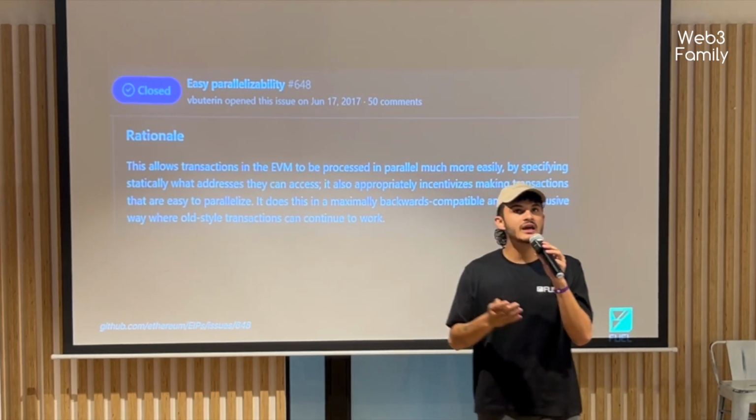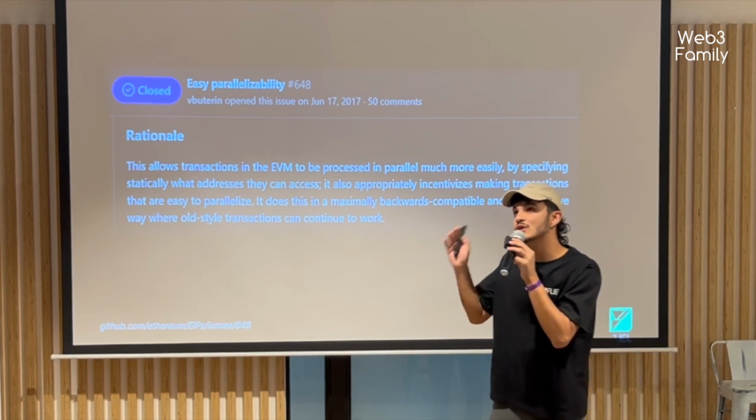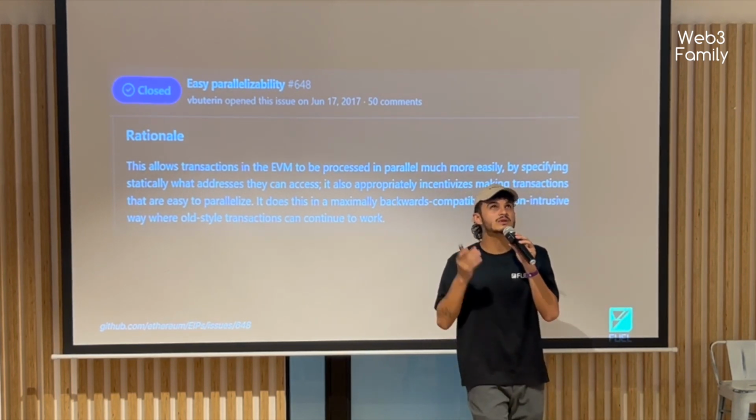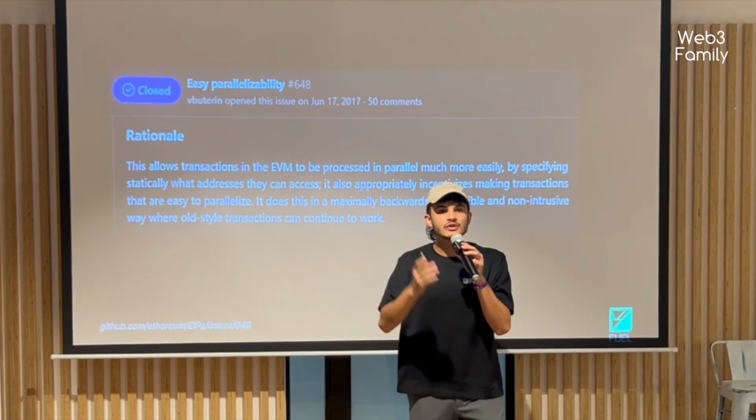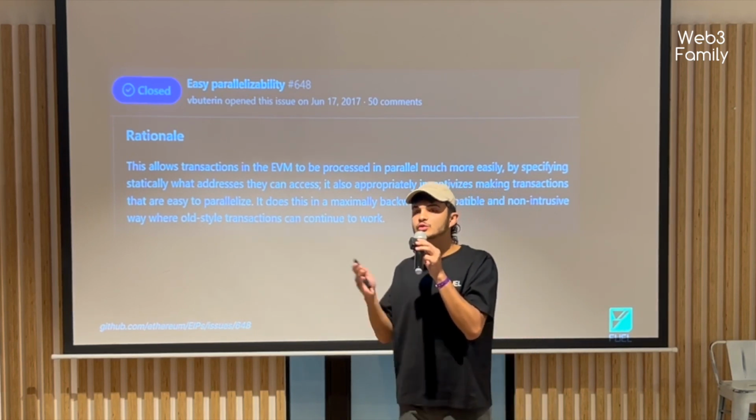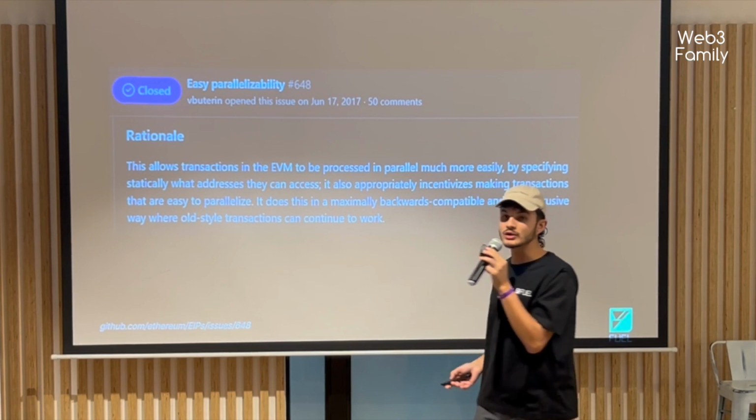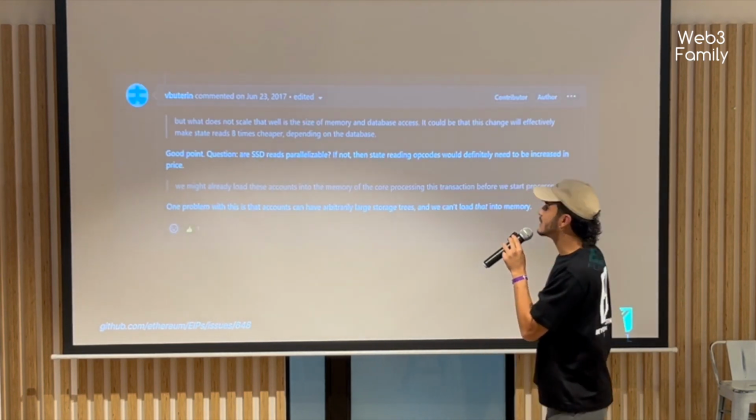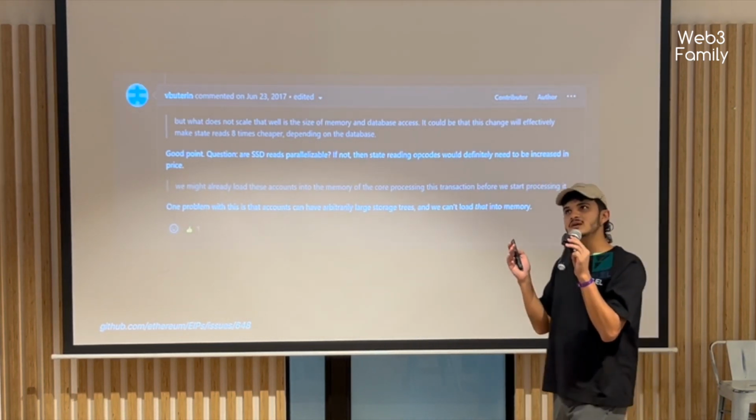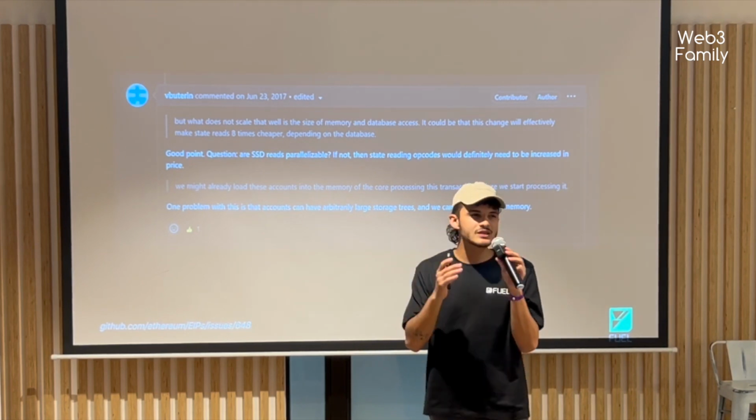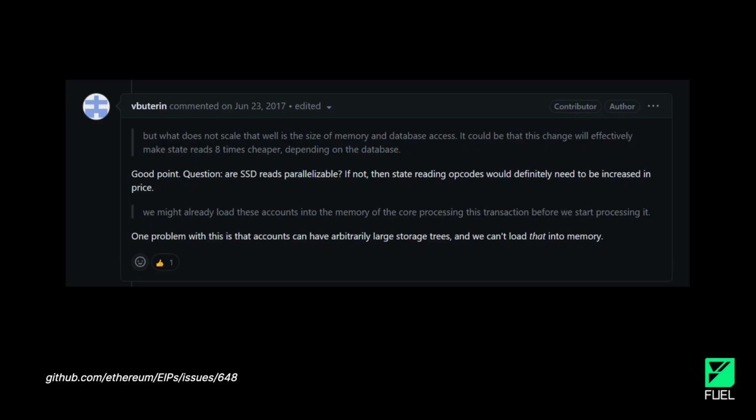So basically, they were trying to implement some sort of data structure between the Ethereum transactions for the VM to know whether two transactions were going to update the same balance. Spoiler: it didn't happen. We have many interesting key takeaways from this issue. One of them is by Vitalik himself.